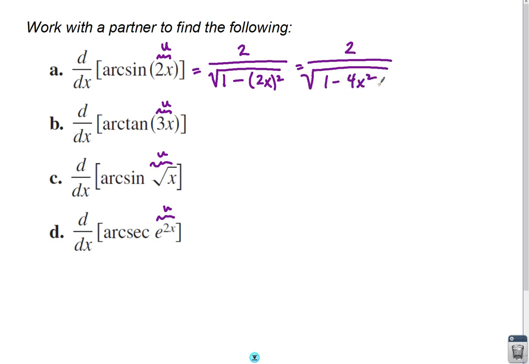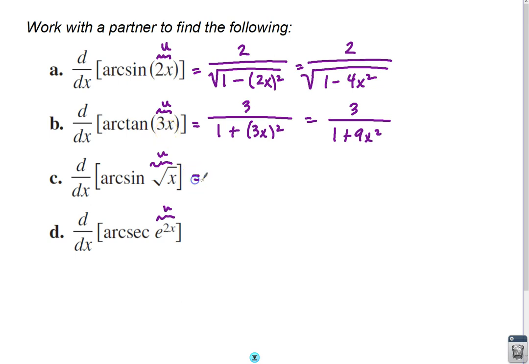Okay? Arc tan is u prime over 1 plus u squared. So u prime in this case is 3 over 1 plus 3x quantity squared. So we end up with 3 over 1 plus 9x squared. Okay, everybody following? We're using chain rule. Take the derivative of the outside times the derivative of the inside. Derivative of the outside times the derivative of the inside.